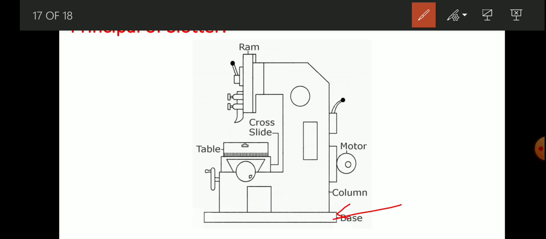Now coming to the column. The column is a vertical member and is cast integral with the base. It houses the ram, driving and feeding mechanism, and guideways are provided on the front face of the column on which the ram is to be reciprocated. Here we can see the guideways onto which the ram reciprocates.